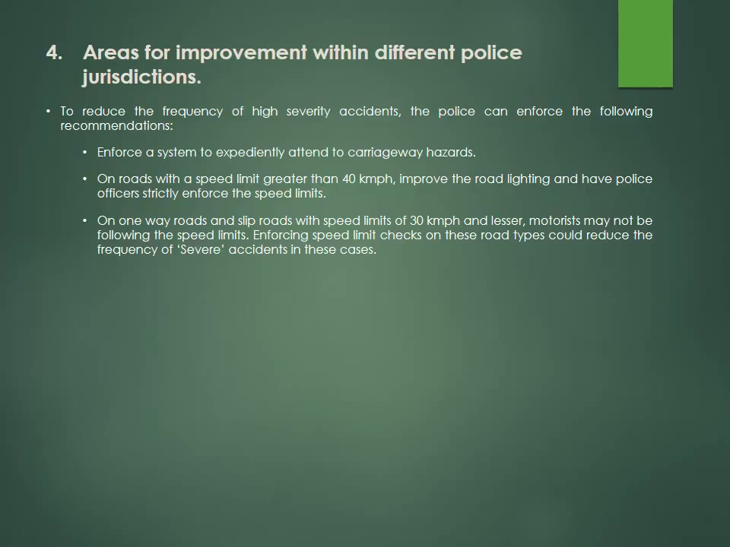Thirdly, on roads with speed limits less than 30 kilometers per hour and on which roads are slip roads and one-way roads, ensure that speed checking is being done since motorists might be overspeeding on these roads, leading to high severity accidents.